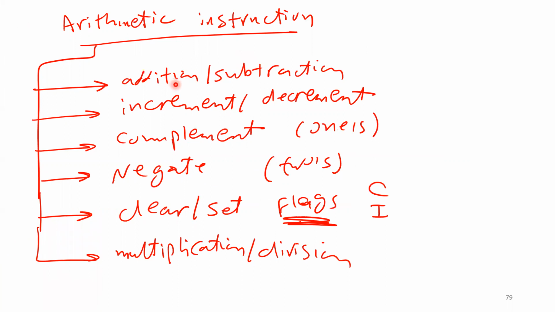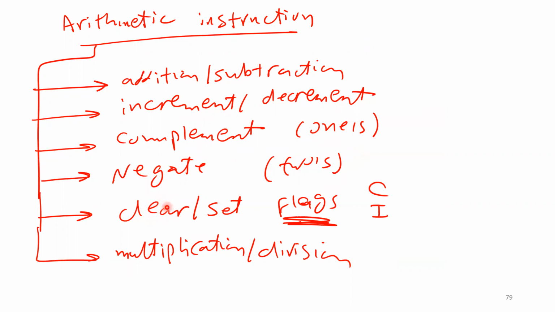So we have addition, subtraction, increment, decrement, and complement, ones complement. So we have some instructions to do ones complement. Also, we have some instructions to negate. Negate here means 2's complement. It means you multiply by -1. So if you have a number and you negate the number, it means you calculate the 2's complement of this number, or you multiply this number by -1.